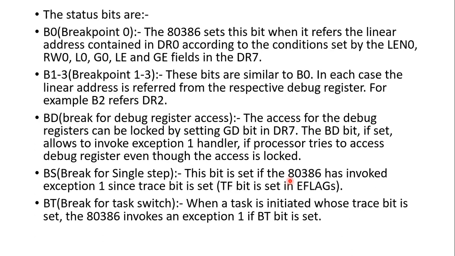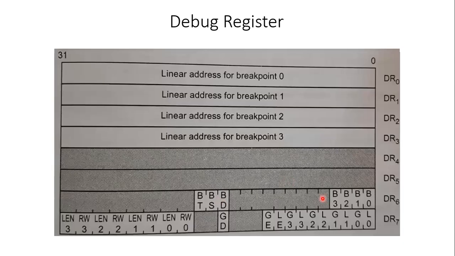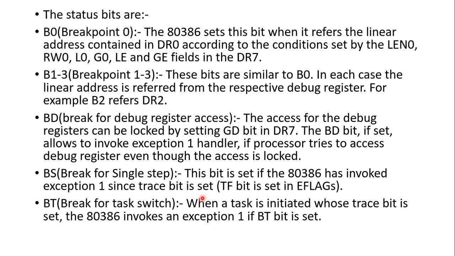Now we will see the status bits. See, in DR6, all these bits are called the status bits. We'll see them one by one. B0, that is breakpoint 0. The 80386 sets this bit when it refers to the linear address contained in DR0.